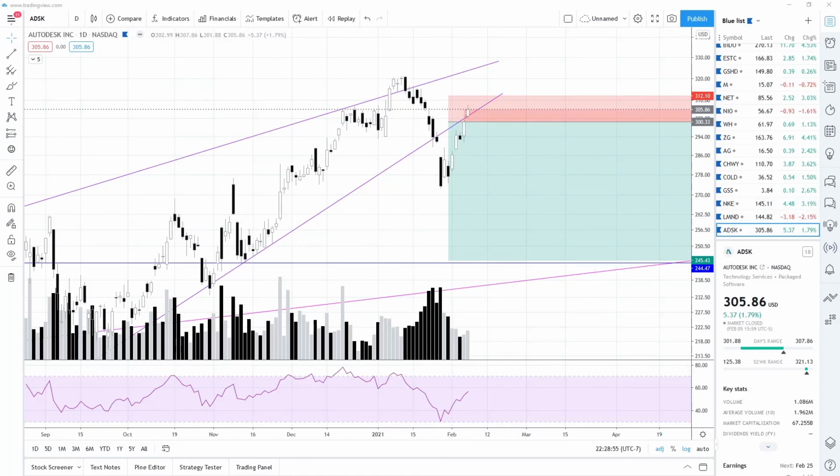Okay, so those are all the stocks I'm looking at trading this week. And I guess we'll see how it goes.